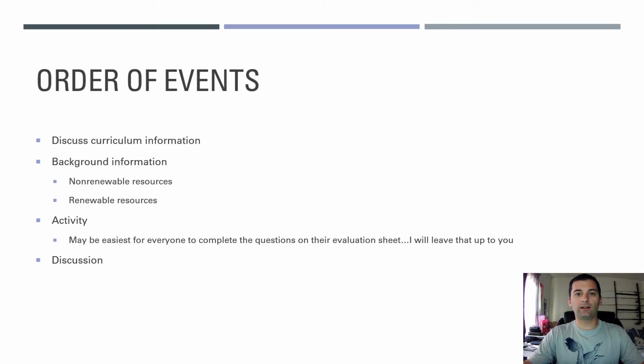It's just a real quick outline of what we'll be doing today. I'm going to be going over the curriculum and, real quick, giving some background information on what non-renewable and renewable resources are. Then we're going to go through the activity, and then finally a quick wrap-up discussion.